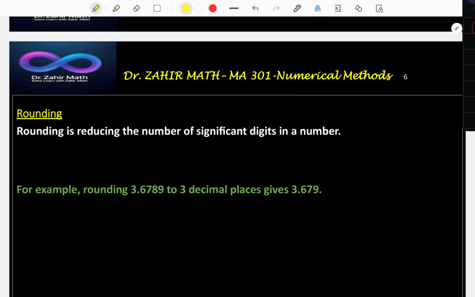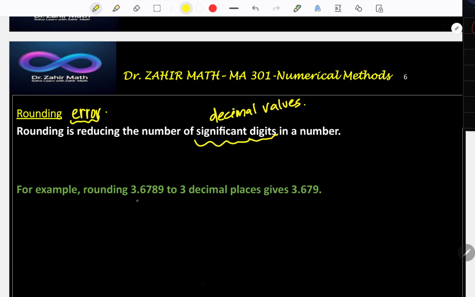Next is called rounding error. You can say rounding error, or you can say rounding. Sorry, error is ERROR. Rounding error. What is rounding? Most of the time we followed this practice: rounding is reducing the number of significant digits in a number. Significant digits means decimal values.